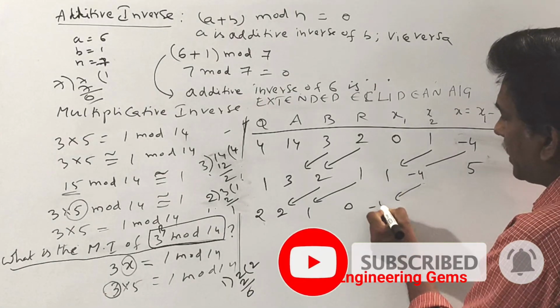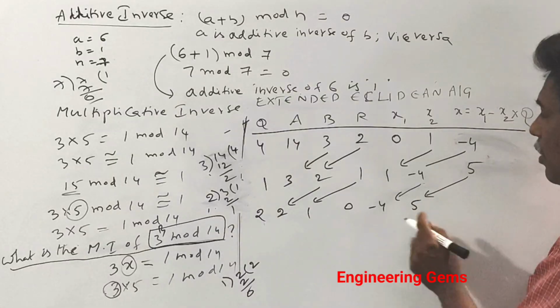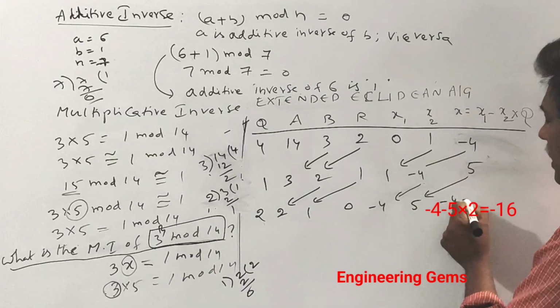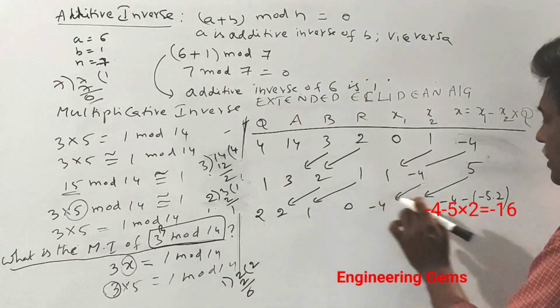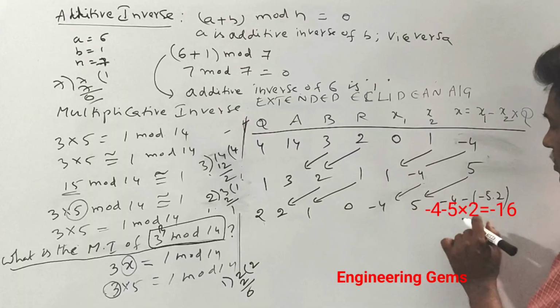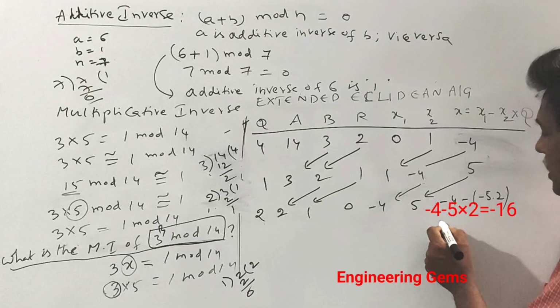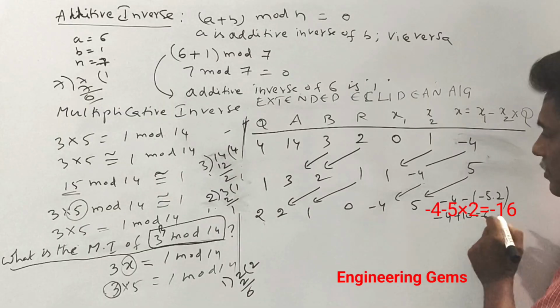This minus 4 is shifted here and this 5 is shifted here. Now, minus 4 minus of minus 5 into 2. This is the coefficient: minus 4 minus of minus 5 into 2. Okay, now what is the value? Minus 4 plus 10 is the value 6.